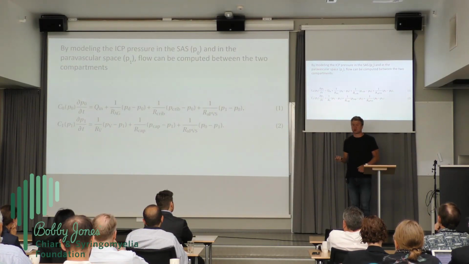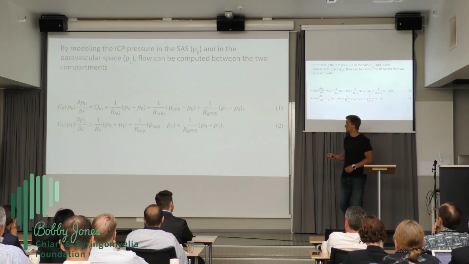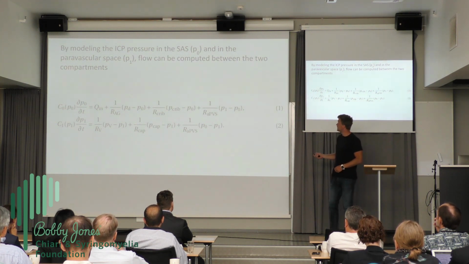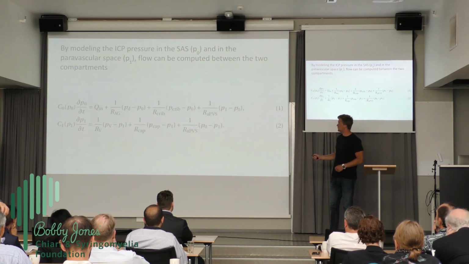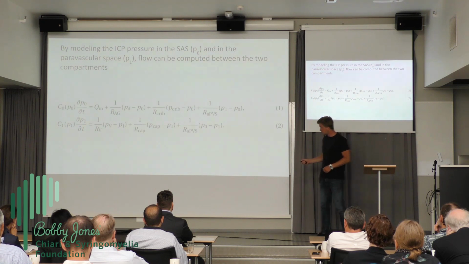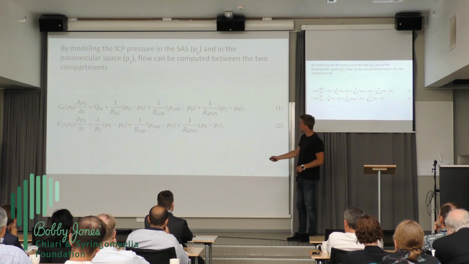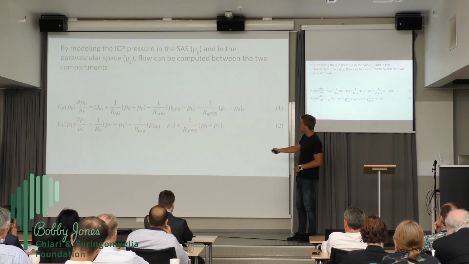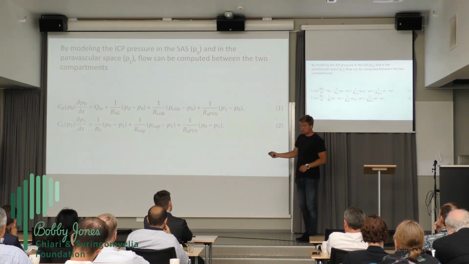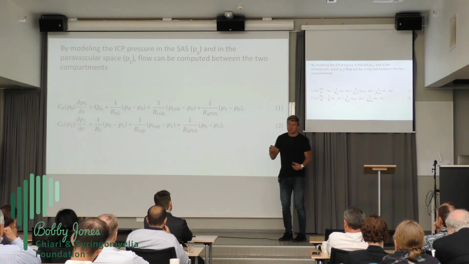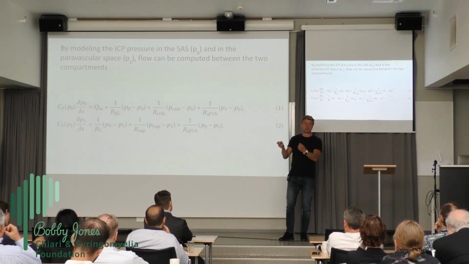So we created this compartment model. This is a quite simple compartment model consisting of only two pressures. We have the ICP in the subarachnoid space and in the paravascular space. So we have one equation for the subarachnoid space, let's say, and one for the paravascular space. All these terms, as was addressed yesterday, describe flow from one compartment to the other. And that flow is driven by the pressure difference between these two compartments.